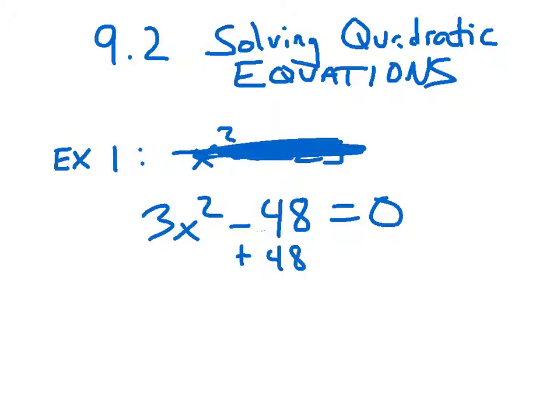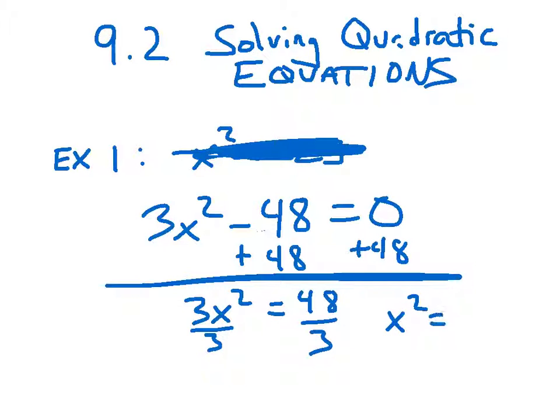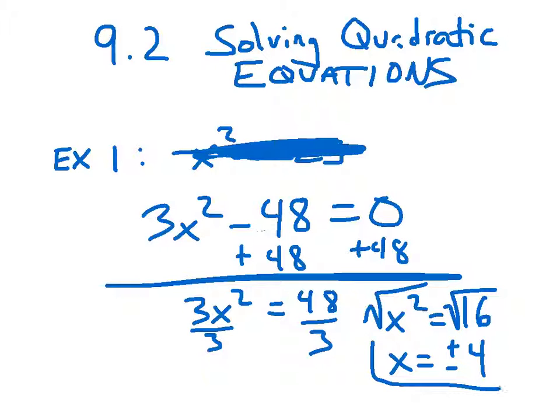Add 48 to this side, add 48 over here. You get 3x squared equals 48. To get x squared to be by itself, I have to divide by 3. So divide this by 3, divide this by 3. I'm a little out of room here, so over here I'm going to write x squared equals, hey, 48 divided by 3 is 16. And then, since I have x squared equals 16, I can take the square root of both sides. And I'm left with x equaling 4. But be careful, it's plus and minus 4. Alright, that would finally be your answer.